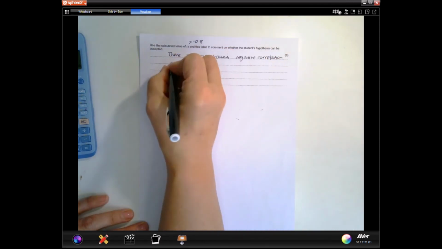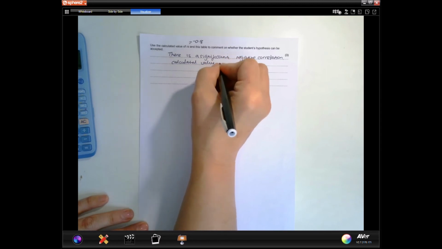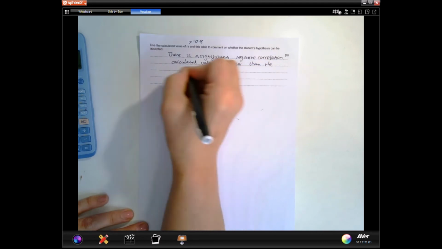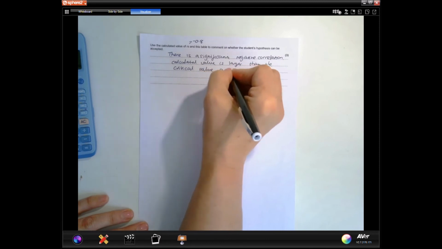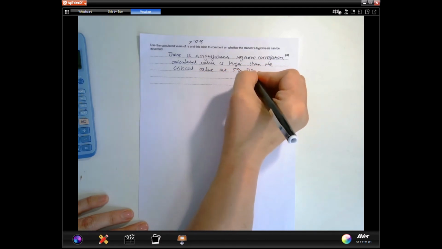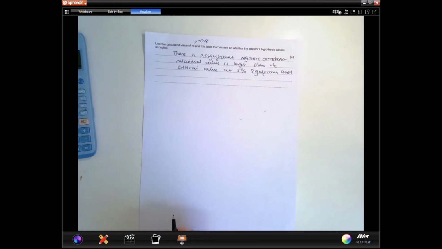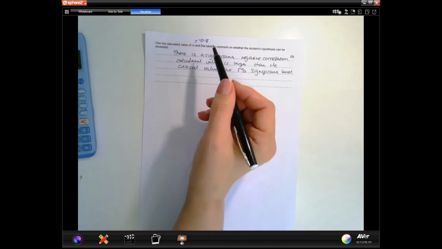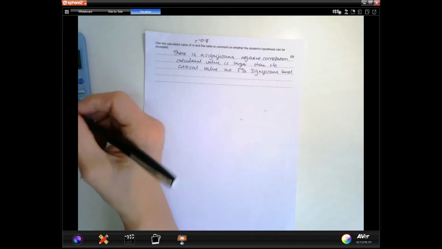Why do we know that? Because our calculated value is larger than the critical value at the 5% significance level. So it is significant, it's greater than the critical value. There is a correlation, it's a negative correlation. The further up the beach you go, the smaller the limpets get.